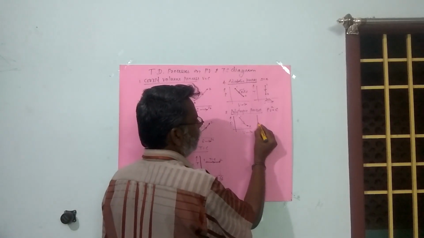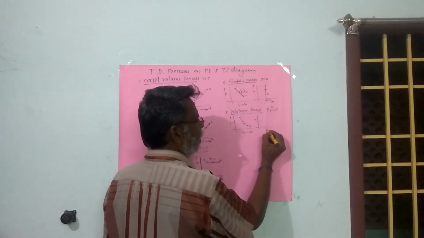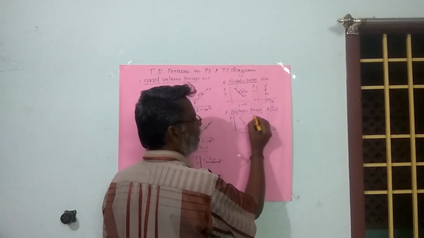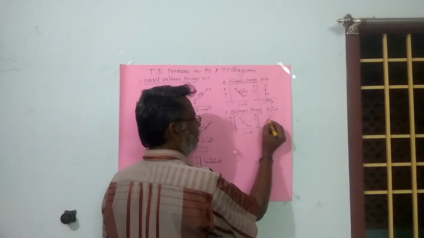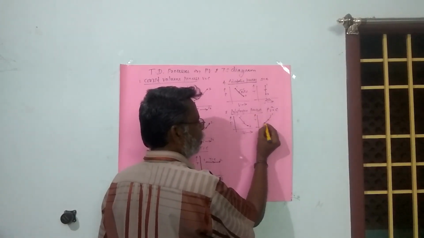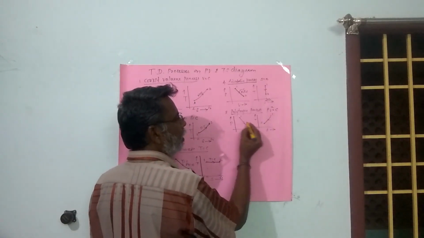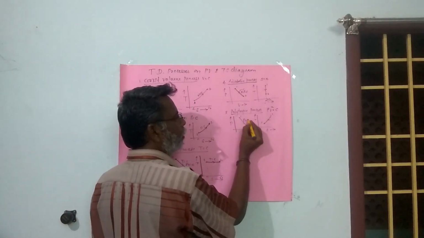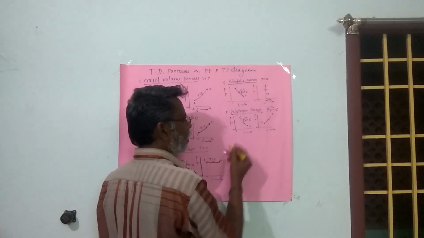Now let me represent the process on a temperature entropy diagram. So this is like this, 1, 2. Since it is an expansion process, there is a drop in entropy. So this follows the law PV to the power of n is equal to constant.